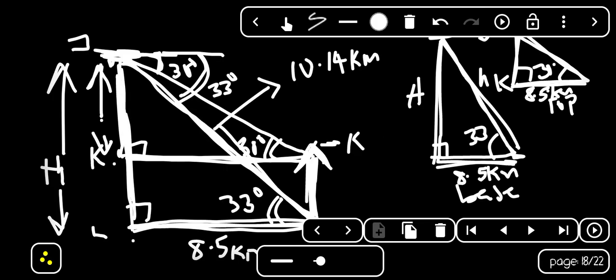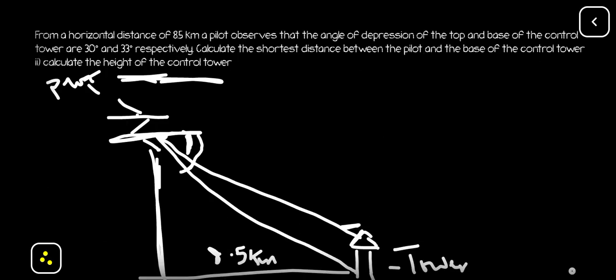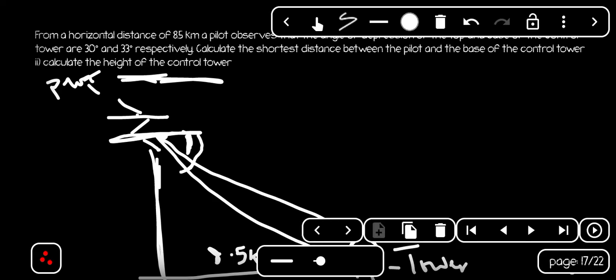So we're done with the question. We're able to work out the shortest distance between the pilot and the base of the control tower, and calculate the height of the control tower. And I think that's where the bulwark is.